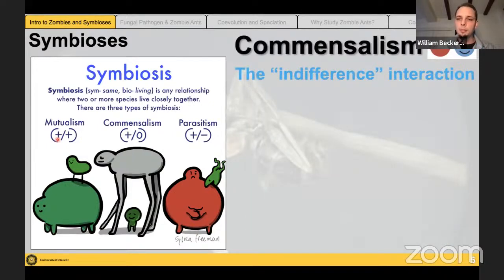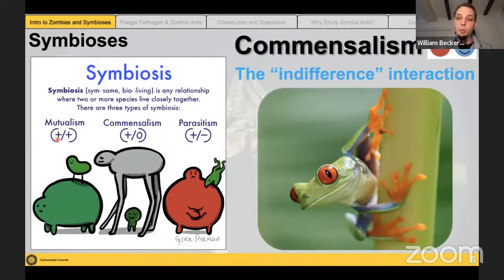Now, the second type is a little bit more rare. It's called commensalism. And you can think of this as an indifference interaction. And there's actually kind of two groups of thought on this, whether or not commensalism actually truly exists in nature. Because when you get down to the really nitty gritty, it's hard to define an interaction where one party is not affected.